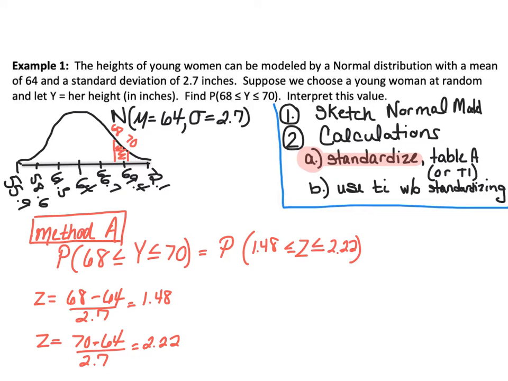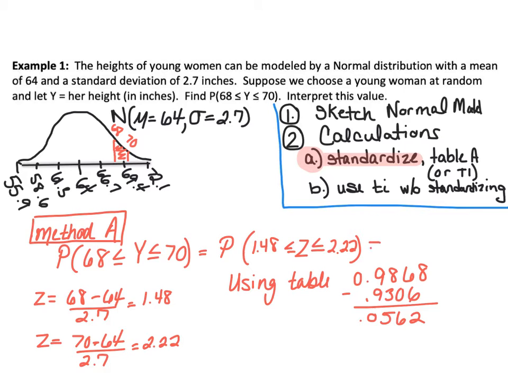Just to remind you, I would encourage you to grab Table A so that you can get these areas. And remember that Table A shows you the area to the left of the z-score. I'm going to take the greater z-score of 2.22, and I see on my Table A that it corresponds to 0.9868 from the body of the table, and I subtract my lower, which was 0.9306, which gives me 0.0562 for my area.